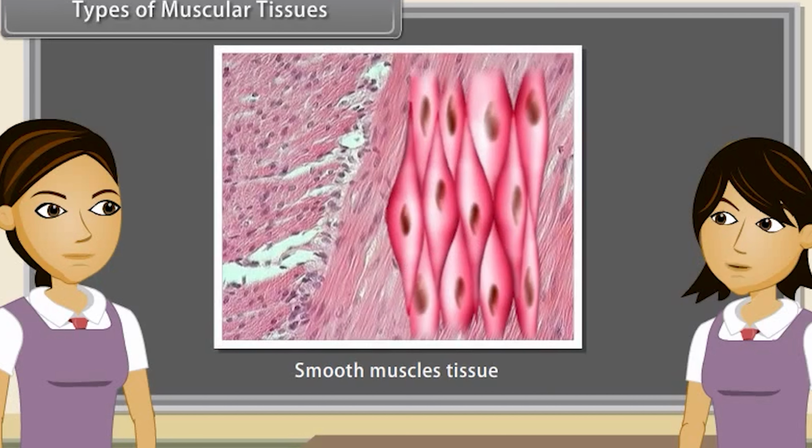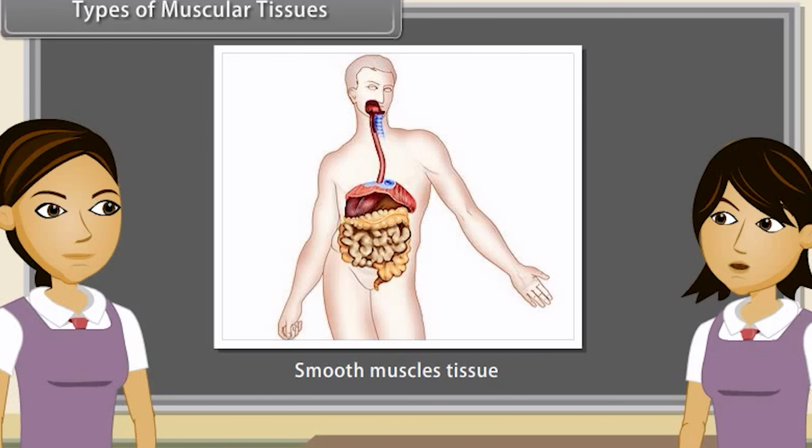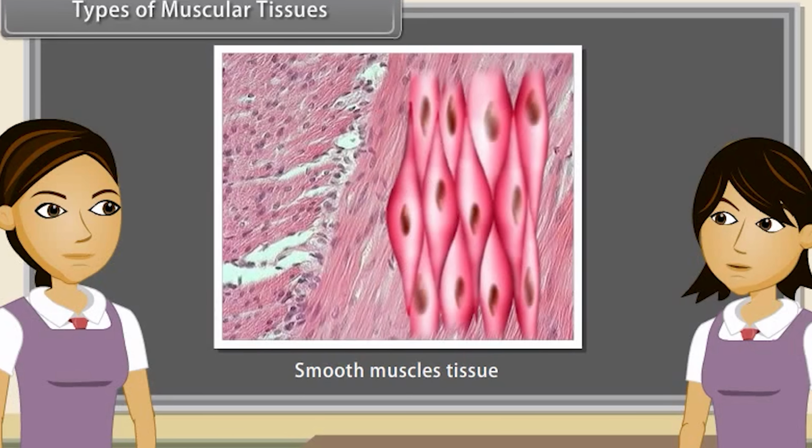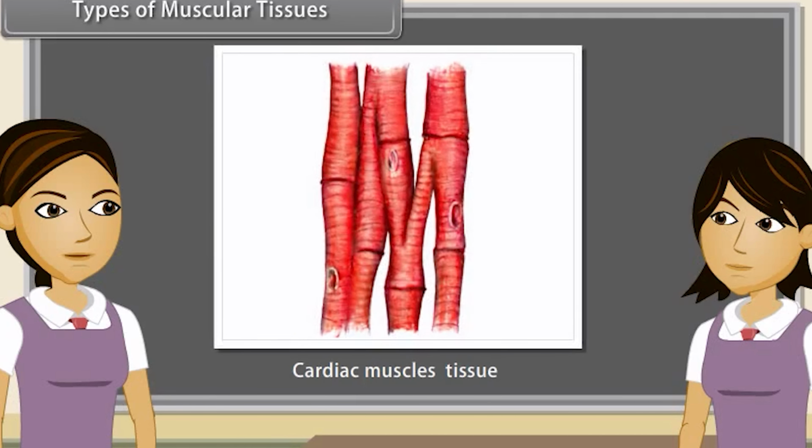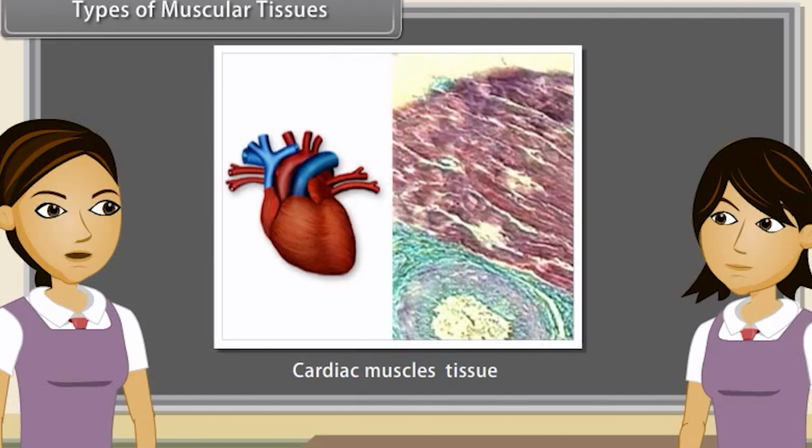Smooth muscles are present in the wall of stomach, intestine, blood vessels, iris of eye, and ureter. They are small-sized, uninucleate, and spindle-shaped, and are generally arranged in layers. They are involuntary muscles as they cannot be started or stopped. Cardiac muscles are found in the myocardium of the heart. They are both striated and smooth muscles.